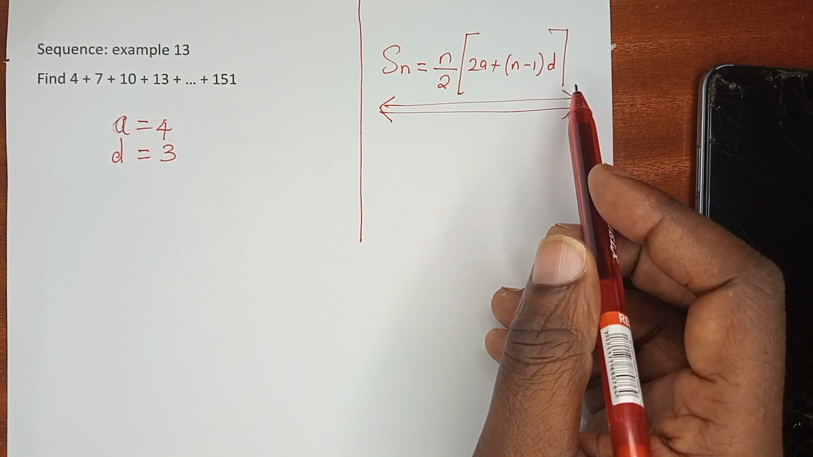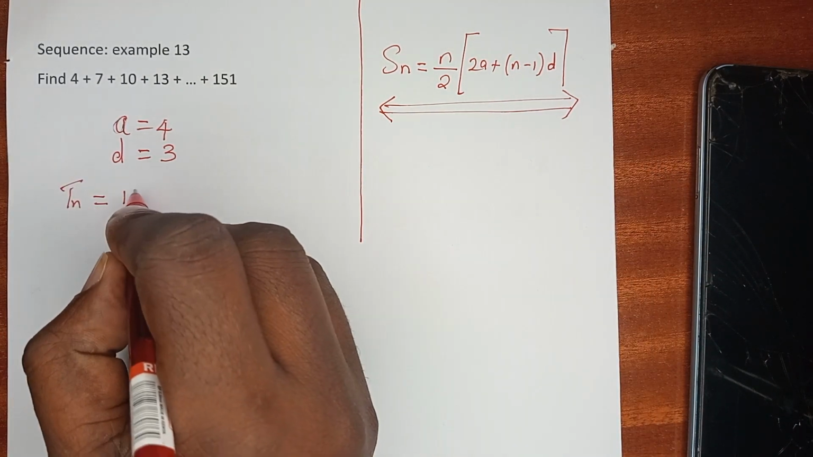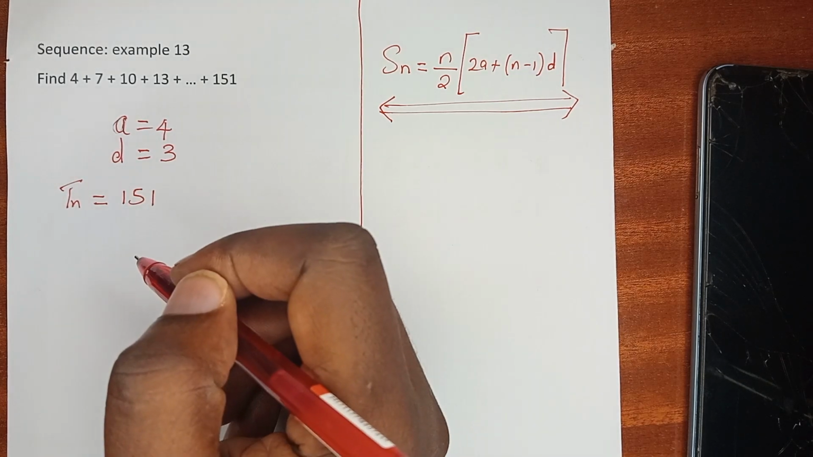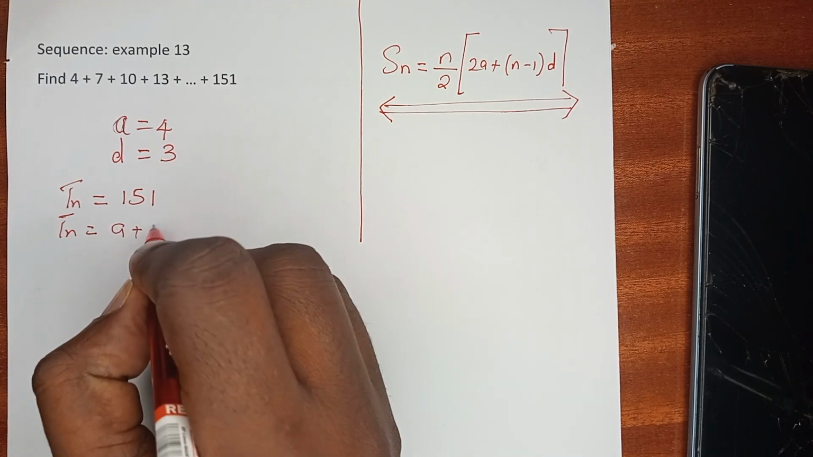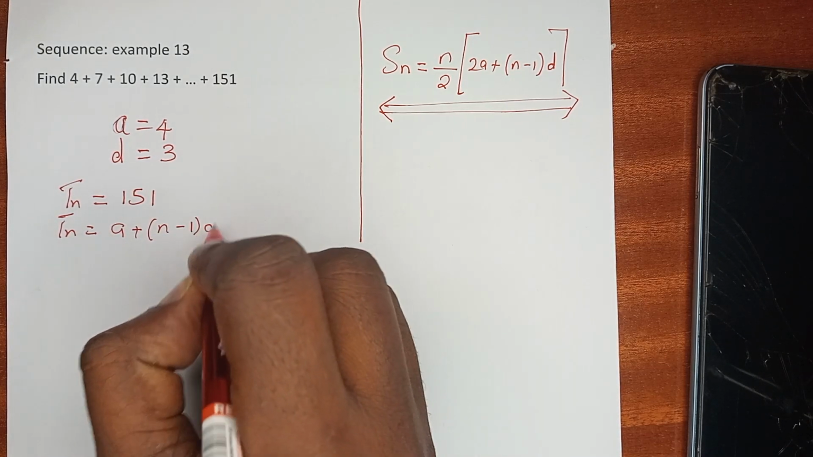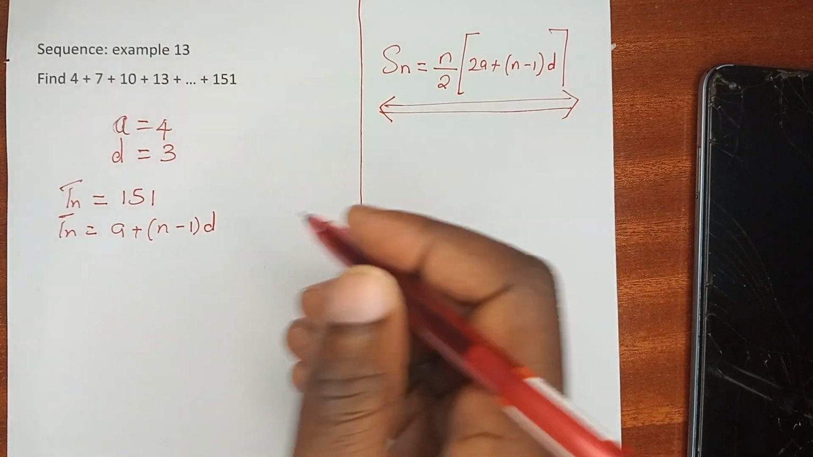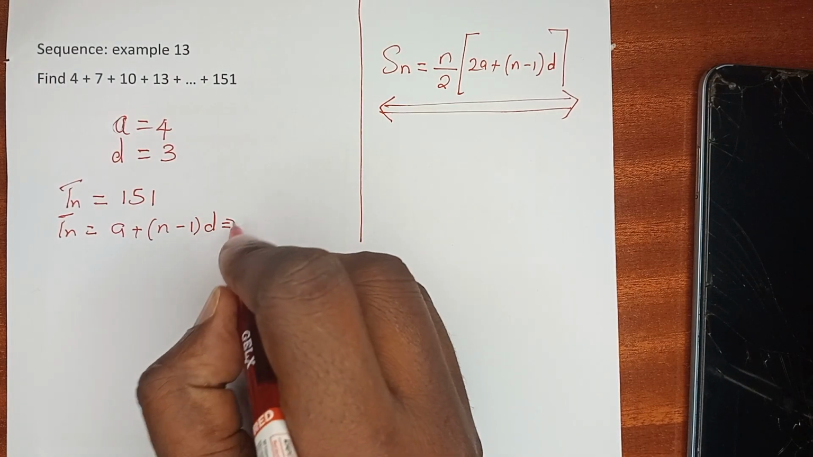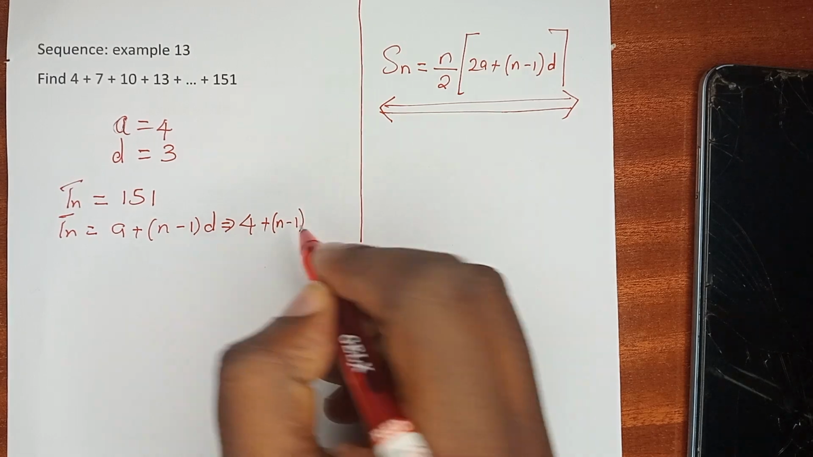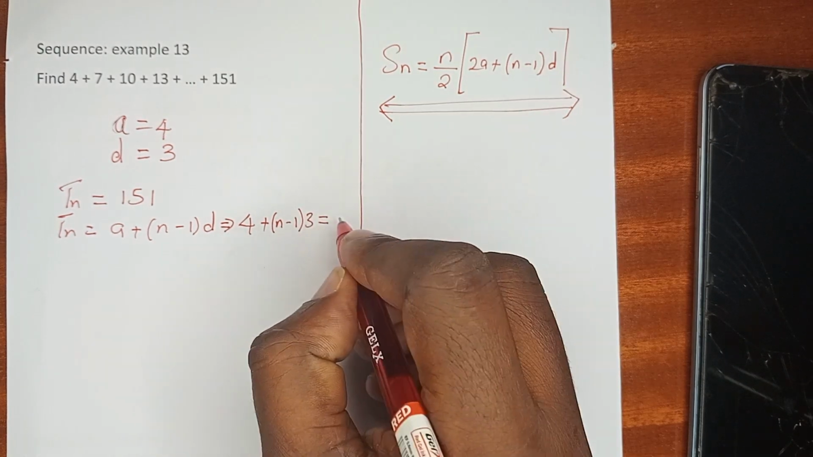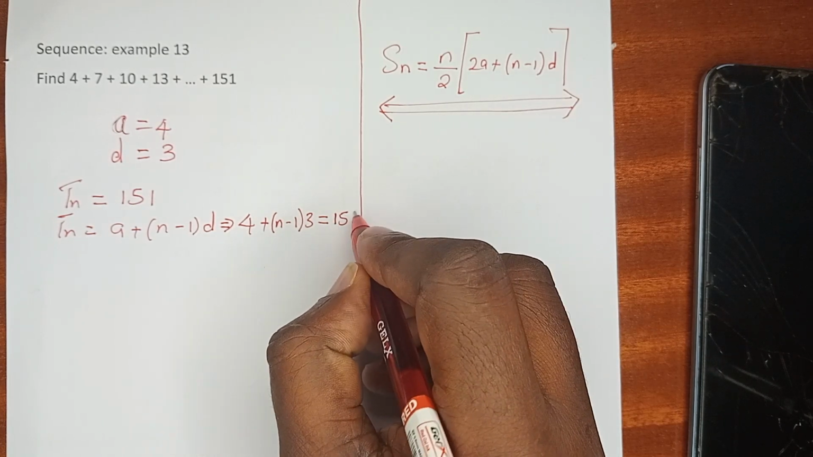But how do we get n? We know there's a term n somewhere which is equivalent to 151. And generally we know that term n is given by A plus n minus 1 d. We can only substitute here to get the value of n. And in this case, we have A, which is 4, plus n minus 1 multiplied by 3, the common difference, which should give us 151.